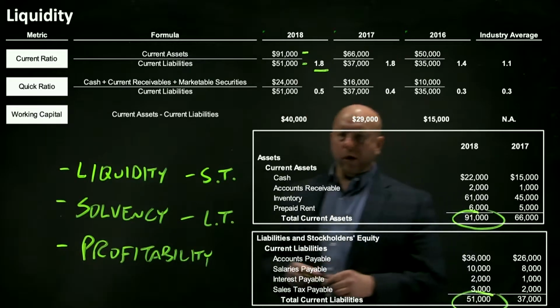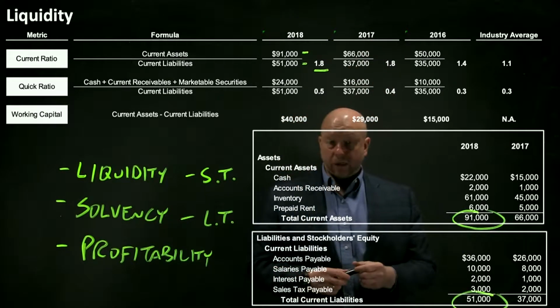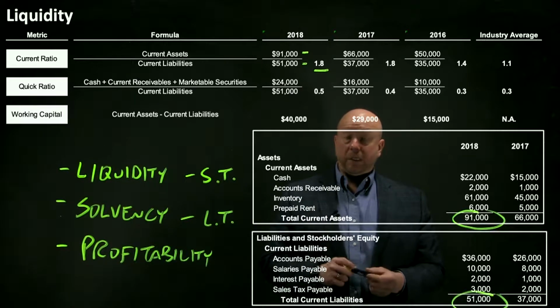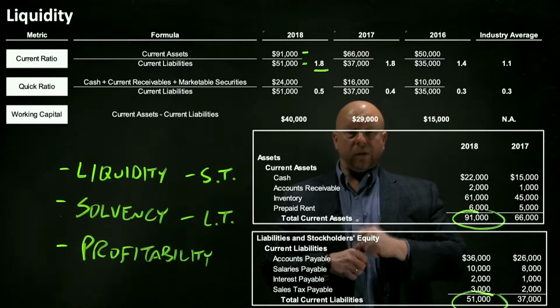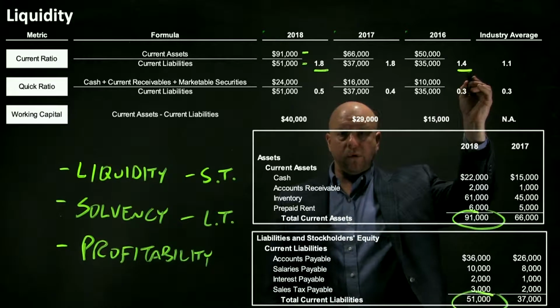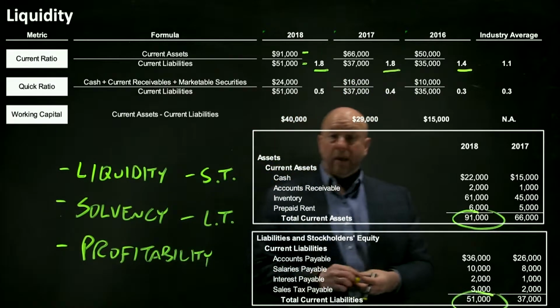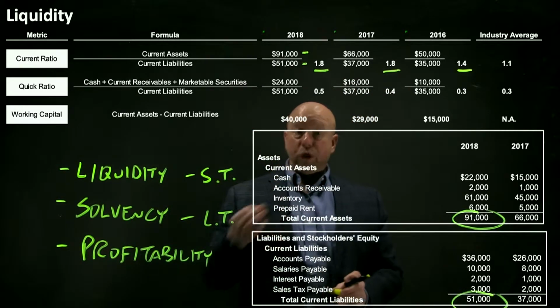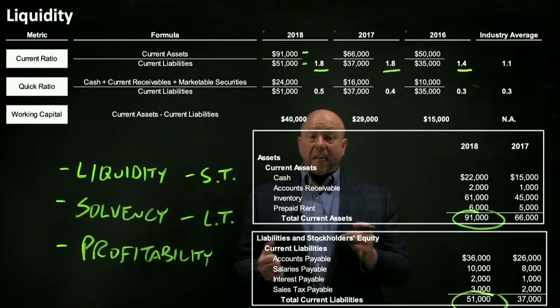Well, a good starting point is at least our current assets are bigger than our current liabilities, but I would like to look at the company's trend. So if we go back a couple of years here, in 2016, the current ratio was 1.4, then it bumped up to 1.8, and it stayed at 1.8. So that is a trend in the good direction. With current ratio, bigger is better, bigger is safer.